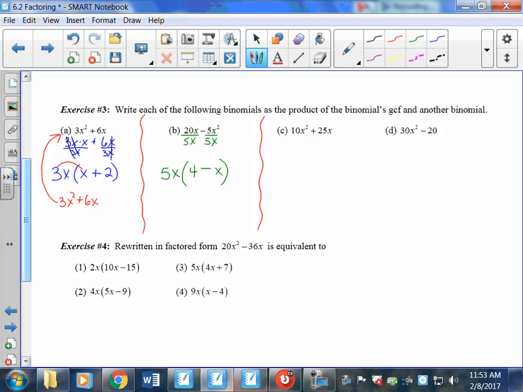Now I'd like to say 10 goes into 25, but I don't want to use decimals in my parentheses, so I'm going to take out the greatest common factor of 10 and 25, which is 5. So if I take out a 5, and what else can I take out? I have 2 x's here and I have 1 x here. So I can take out 5x, and what do I have left over? I have 2 with an x left over plus 5. And again, you can check these.